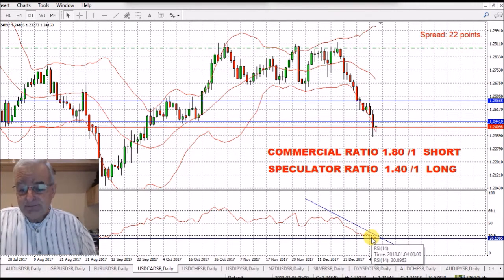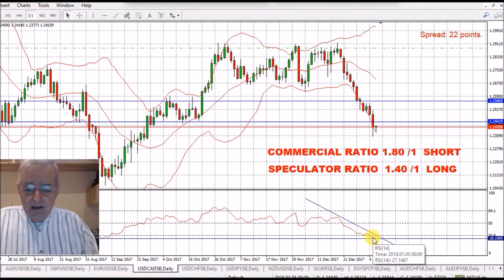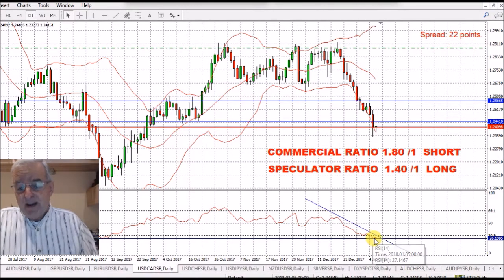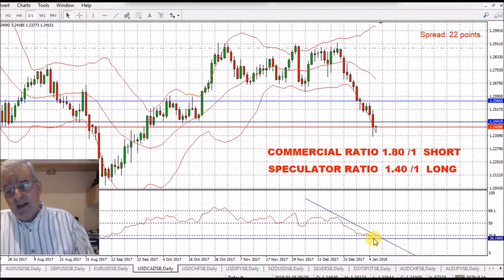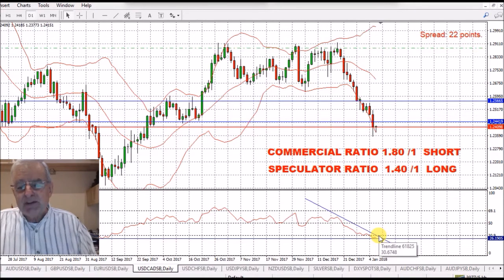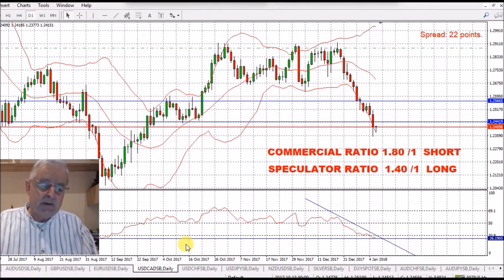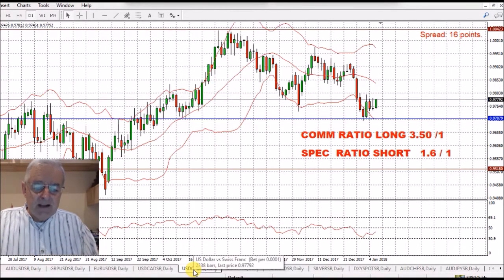We've come down nicely. We've hit a support line that I put on the RSI. We've bounced off it, and now we're going to come, I hope, and cut through the trend line, giving us a buy signal. So we'll see where that goes.